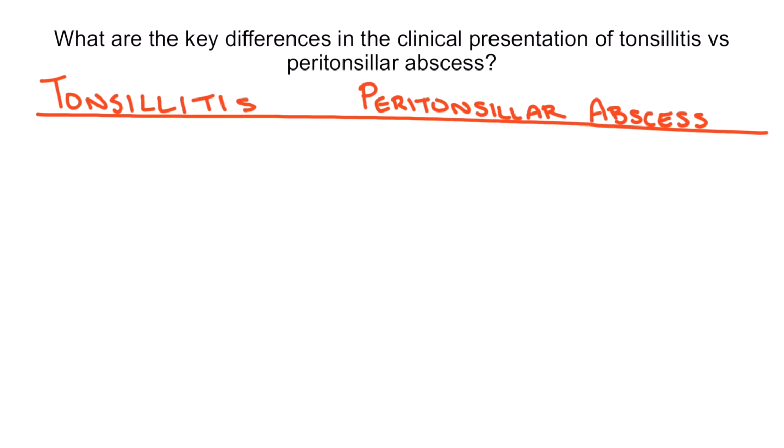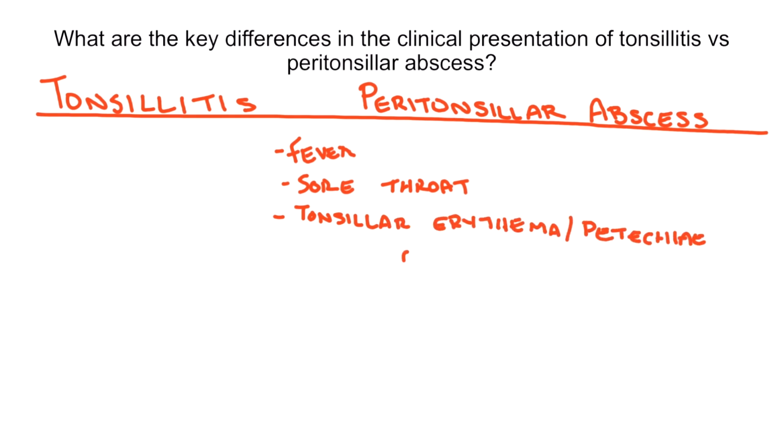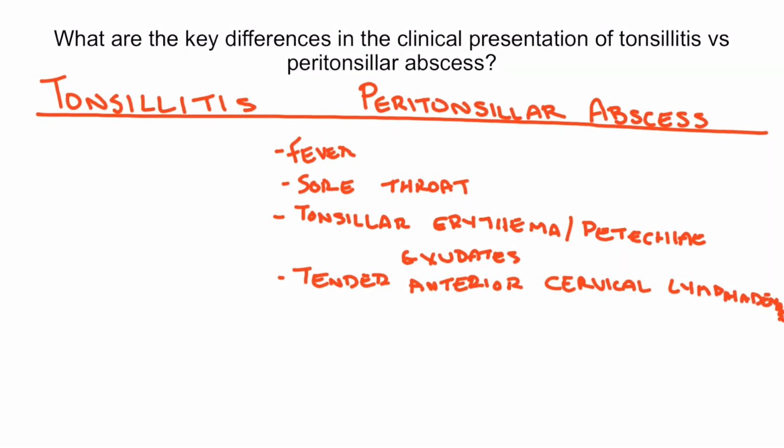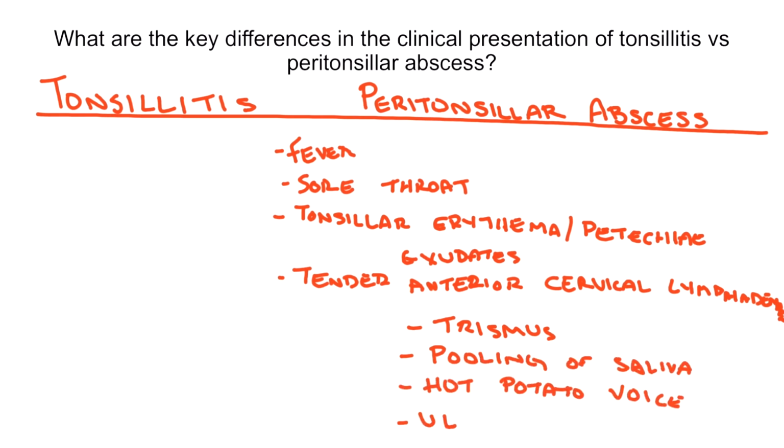All right, let's do another question. What are the key differences in the clinical presentation of tonsillitis versus peritonsillar abscess? All right, both tonsillitis and peritonsillar abscess may present with fever, sore throat, tonsillar erythema, petechiae, and exudates, as well as tender anterior cervical lymphadenopathy. Peritonsillar abscess, however, may also present with trismus, pooling of saliva, a muffled hot potato voice, and uvular deviation away from the side of the abscess. It's important to remember these differences because peritonsillar abscess is a more serious diagnosis with a more involved management process.